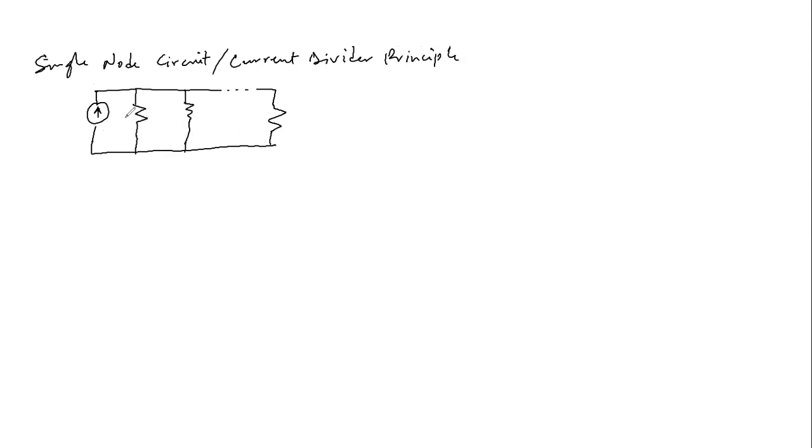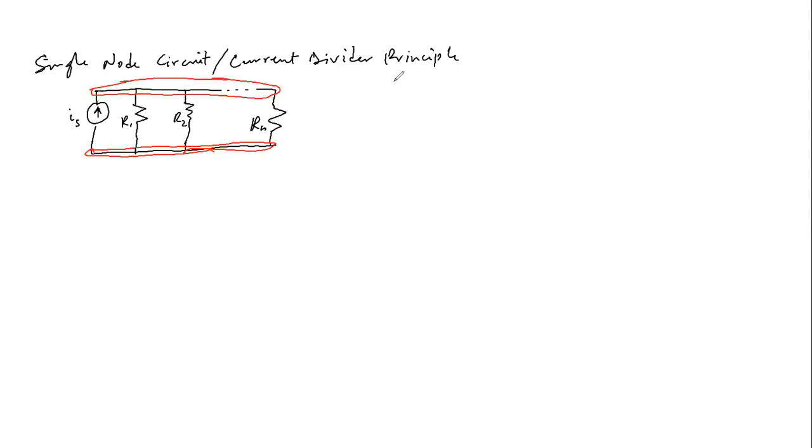So here we have R1, R2, and Rn. And this is Is. The current flows into the node. This is the node. So this is a single node, right? They're all connected. That's a single node, which means all the elements are connected at a common point. So forget about this distribution.